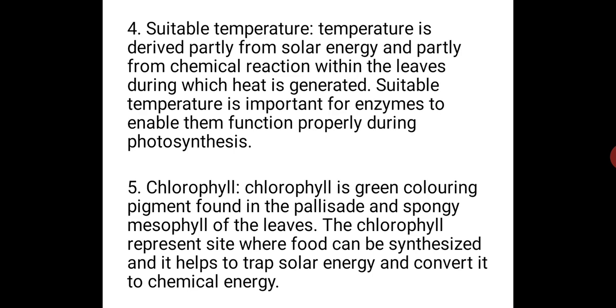Number 5, we have chlorophyll. As we mentioned in the definition, chlorophyll is the green coloring pigment found in the palisade and spongy mesophyll of the leaves. The chlorophyll represents sites where food can be synthesized, and it helps to trap solar energy and convert it to chemical energy. This is the reason why other non-green plants cannot manufacture their own food through this process, because they lack that organ called chloroplast. Without it, they cannot manufacture their own food.